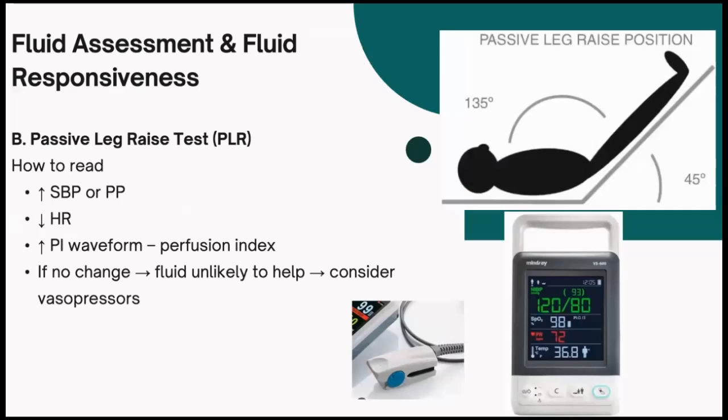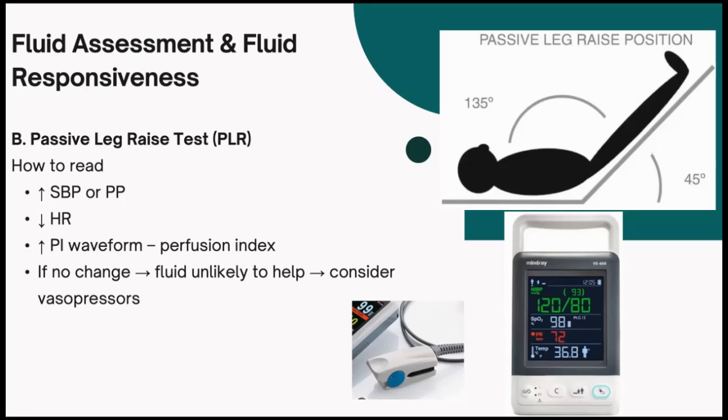So you will see the systolic rise or the pulse pressure rise and a drop in heart rate. There is another indicator I think some of you are already using, which is known as the pulse index, PI, which is next to the pulse oximeter value. It is written as a capital P and I, shown as an index. So this is the perfusion index. When you look at the pulse oximeter, there's a thing called the perfusion index.